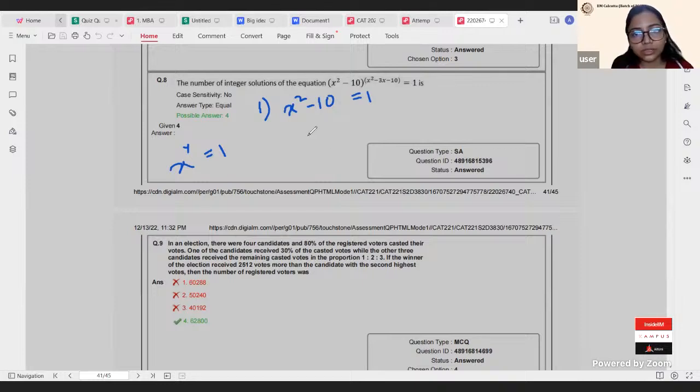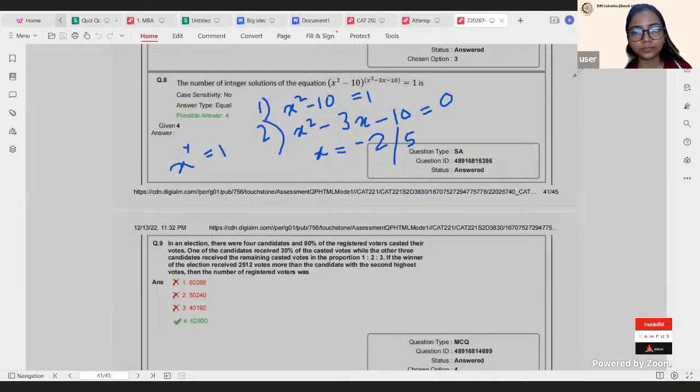The second one is when x square minus 3x minus 10 equals 0, because anything to the power of 0 is 1. So in that case, this can be written as x minus 5 into x plus 2 equals 0. So x comes out to be minus 2 or 5, right?